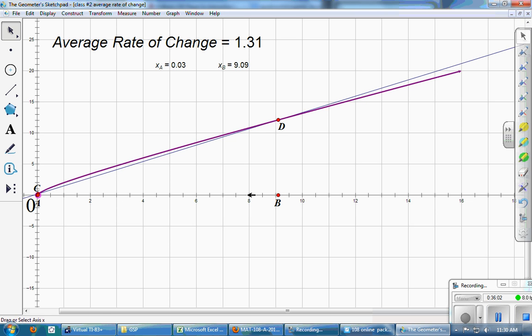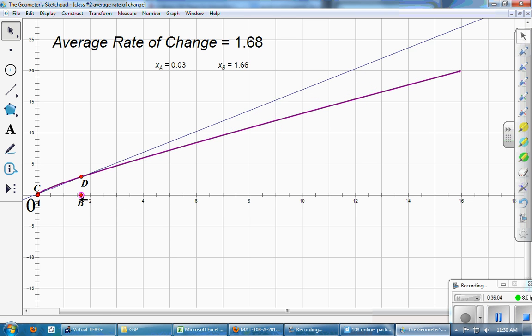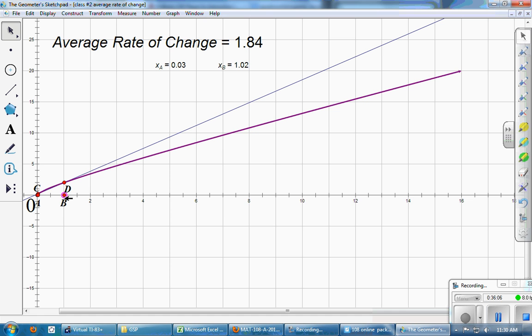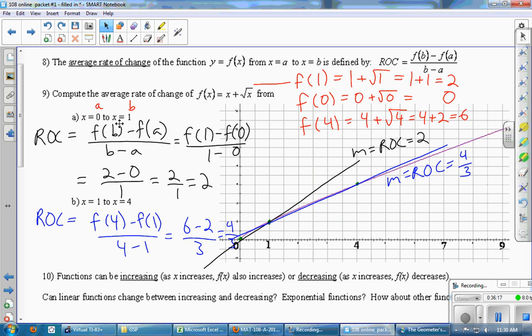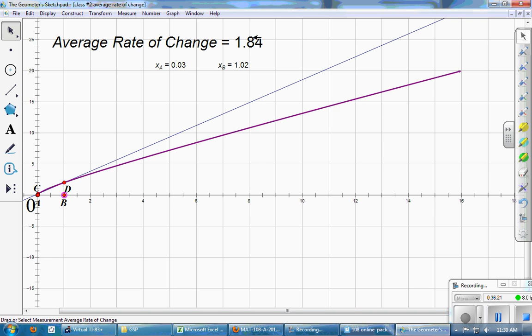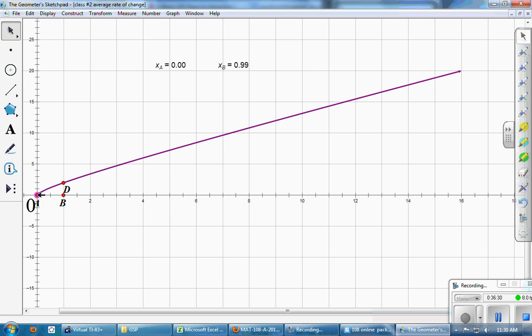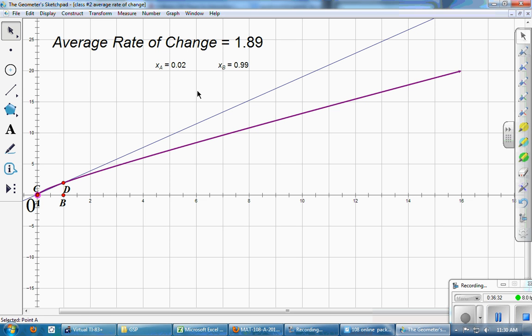Okay, that's close enough to 0. And then B is supposed to be 1 in the first problem. So that's pretty close there. Okay, so taking a look at this, we are going from basically 0 to basically 1, which is what this first problem did. And the slope that we got was 2. And the slope that we get here is 1.84. That's close to 2. It's not exactly 2. It's because I'm not exactly on these points, but that's all right. But it's pretty close. And that's it.